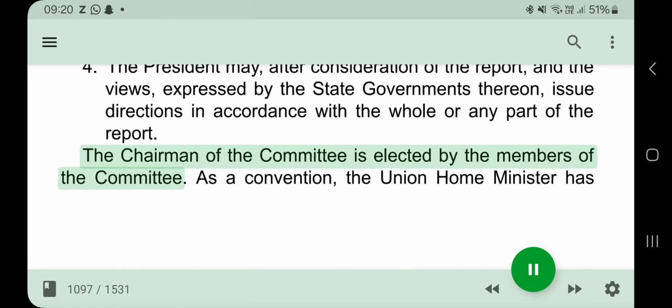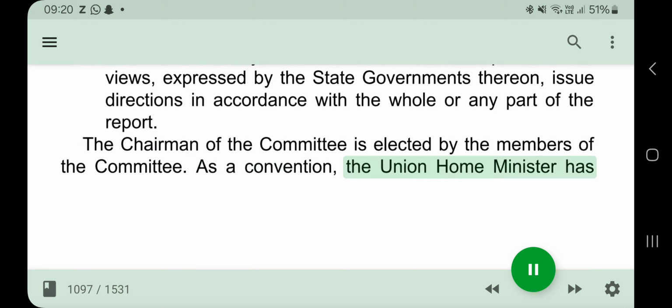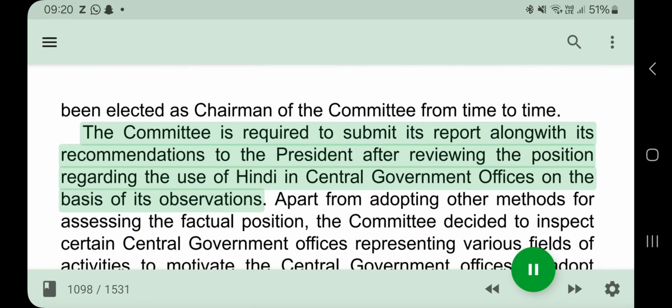The chairman of the committee is elected by the members of the committee. As a convention, the Union Home Minister has been elected as chairman of the committee from time to time. The committee is required to submit its report along with its recommendations to the President after reviewing the position regarding the use of Hindi in central government offices on the basis of its observations.